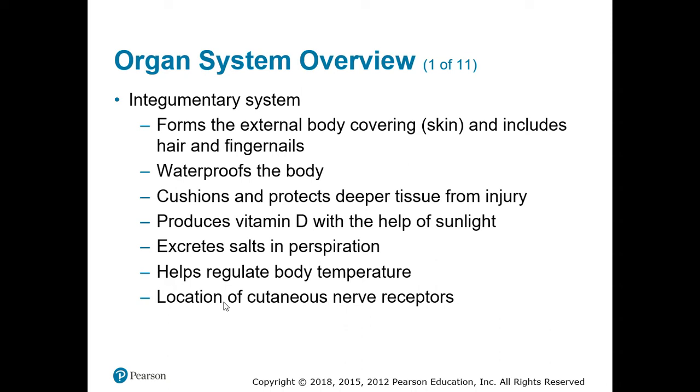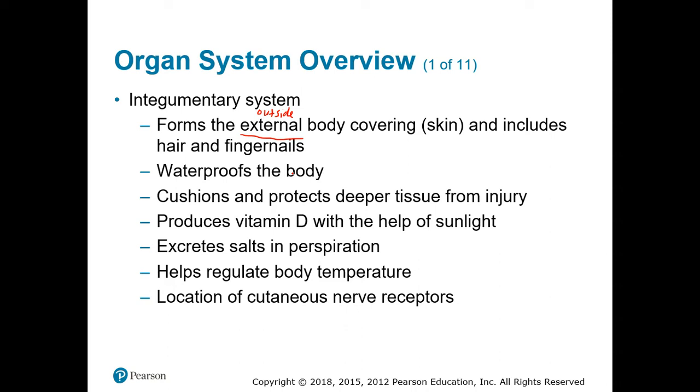So, our first one is going to be the integumentary system. This forms all of our external, and by external I mean outside, body coverings. So, these include things like our skin, even our hair and fingernails. Major functions of this system is to waterproof the body. There's like a waxy covering on our skin that prevents us from profusely losing water to our environment.